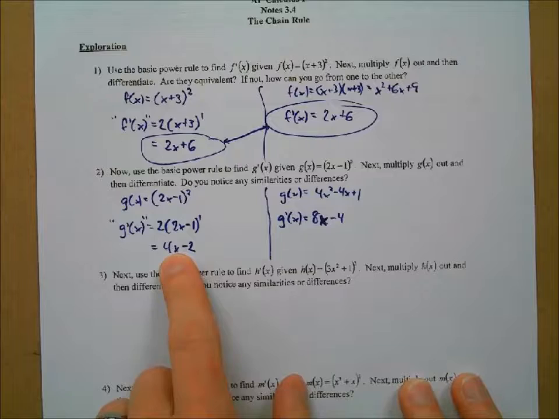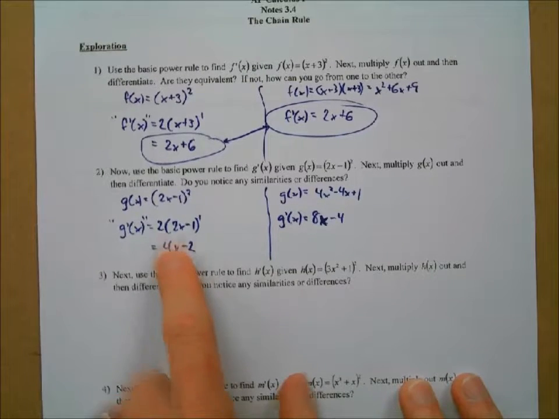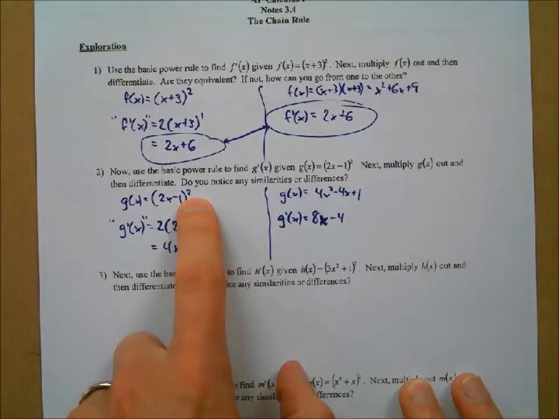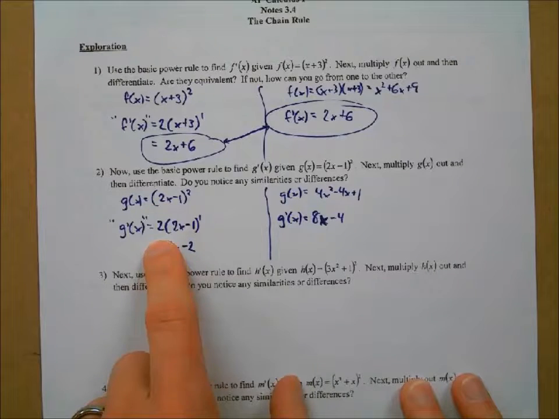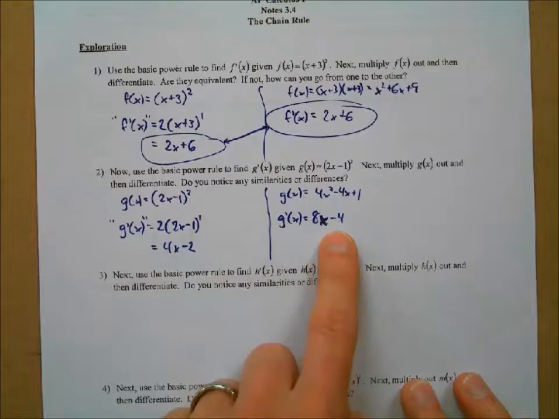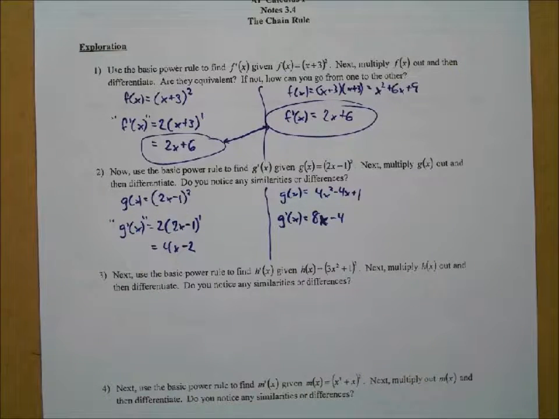Here, it didn't quite match up, did it? Here we ended up with a 4x minus 2, right, when we tried to take the derivative using the power rule here, 2 out front, and then to the 2 times 2x minus 1 to the 1, and distribute the 2 there. We get 4x minus 2. Here we get 8x minus 4. But are these things as different as they look?